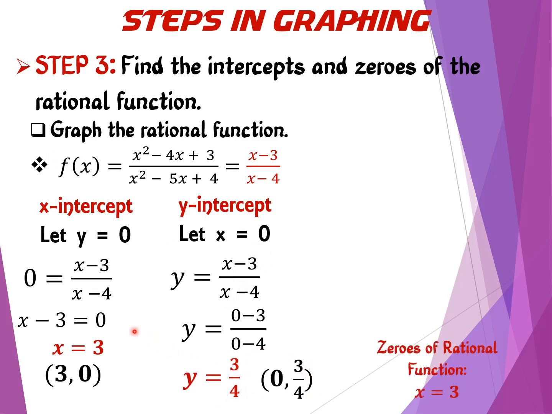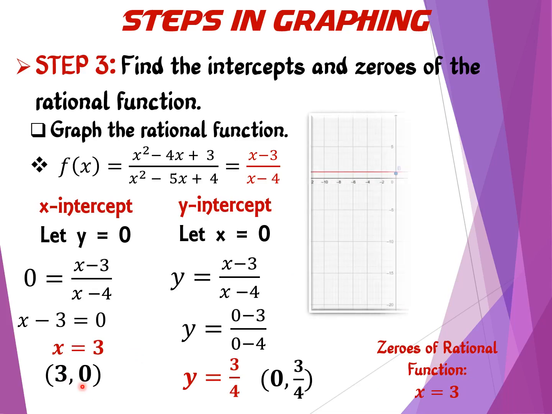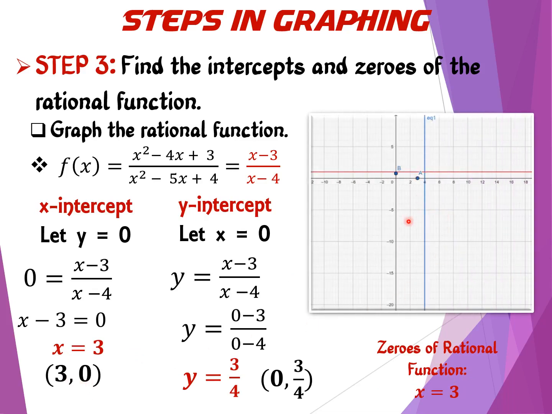And for the zeros of the rational function, this is the same as your x-intercept. Okay? The zeros of a rational function are also the x-intercepts. Now, plotting this one, you will have 3, 0 in the Cartesian plane. This will be point A. And you have 0, 3 over 4, that will be your point B. So, let us plot that together with the asymptotes.